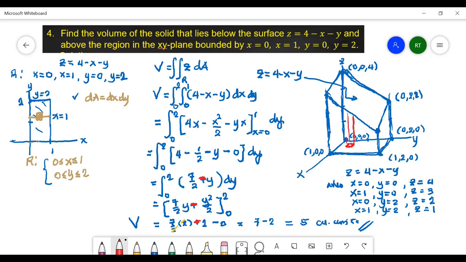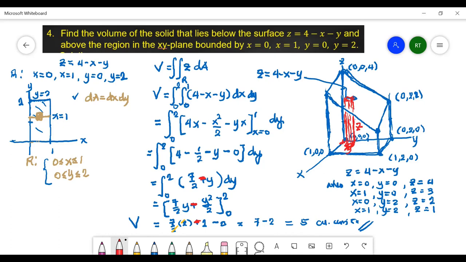Gamit na lang kayo ng ruler. Nasa bandang malapit siya sa the z-axis. Okay. So, yan. Just imagine na tuwid tong ano na to. Okay. So, the height of the element is z and the base area is the differential of A, which is dx dy. Of course, ito yung dx and this is dy. So, that's it. Can you visualize the solid?